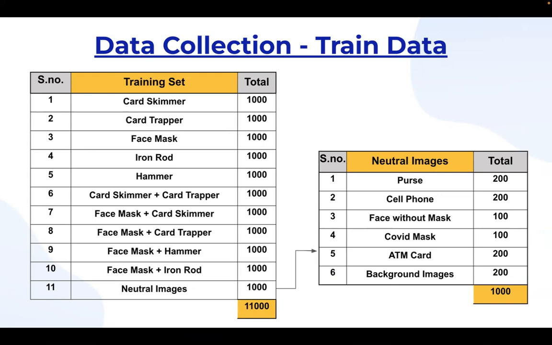Thanks Kavya for your explanations. So here's the data collection for our models. This is the training data set, and it consists of about 11,000 images. Each class has about 1,000 images, and then a combination of images, and there are neutral images which are used to maintain a low false positive rate. In the neutral images we use a cell phone, face without mask, COVID mask, ATM card, and a few background images too.